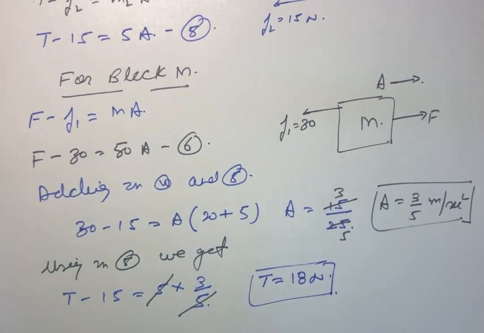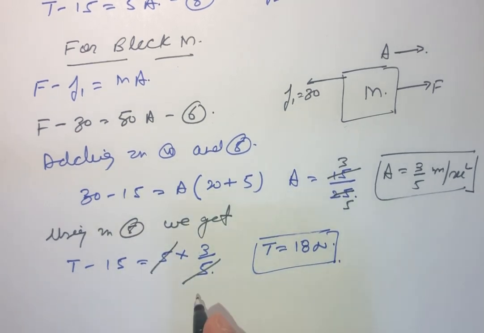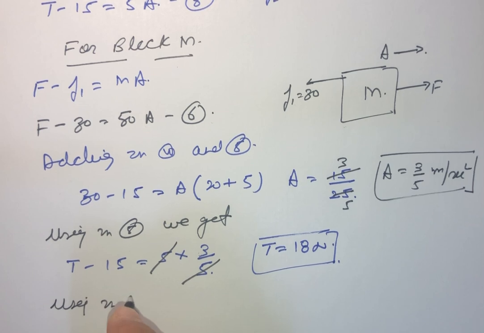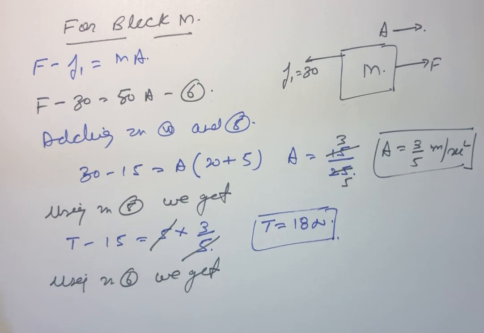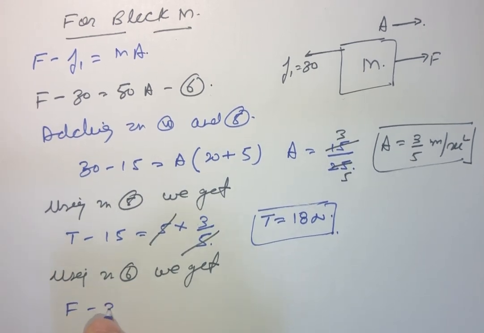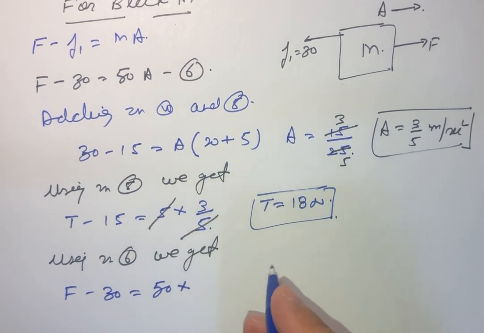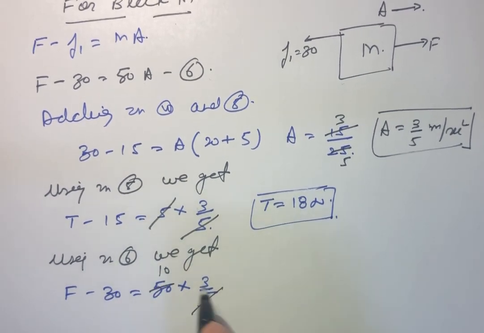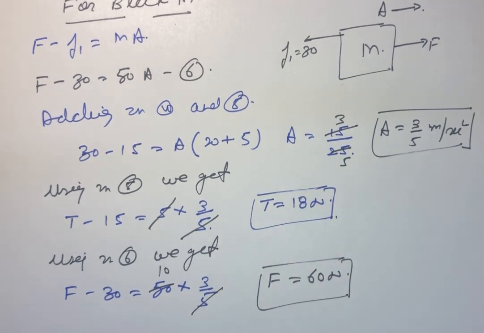Okay. And lastly we can find out the force. So using equation 6, we get F minus 30 is equal to 50 into A. A is our 3 by 5. So this goes as 10, this goes 30. So we can say that our F is equal to 60 Newton. So this completes the question.